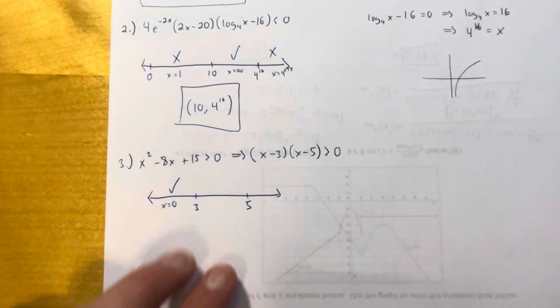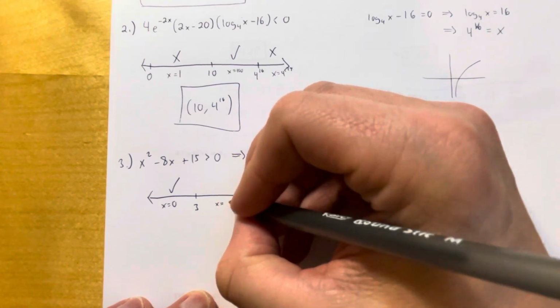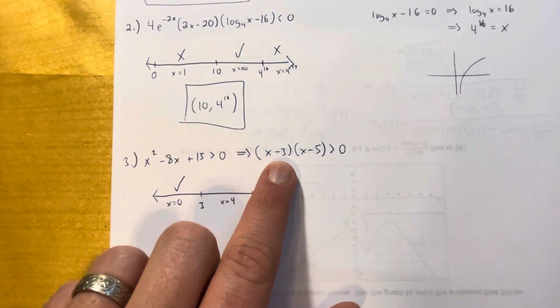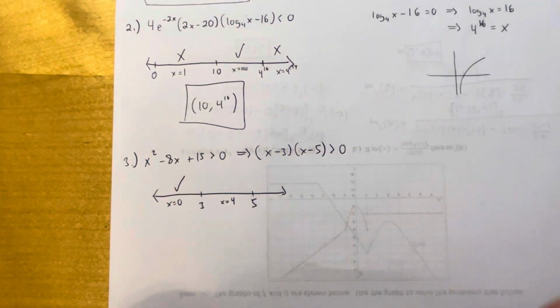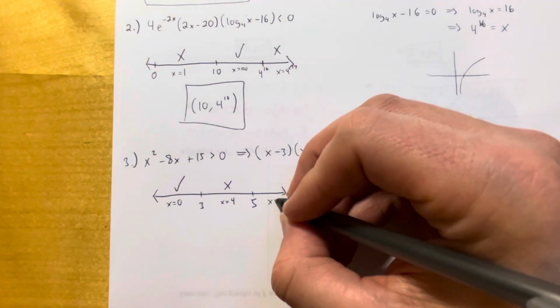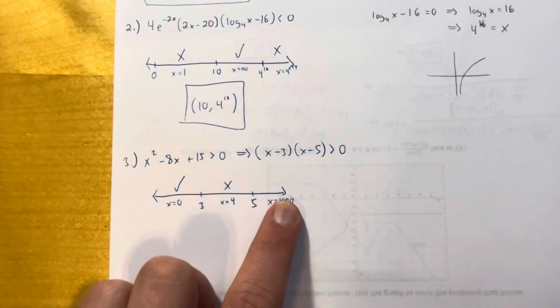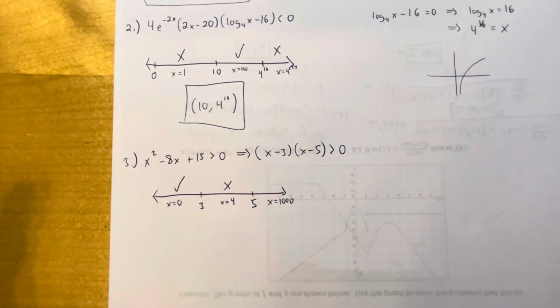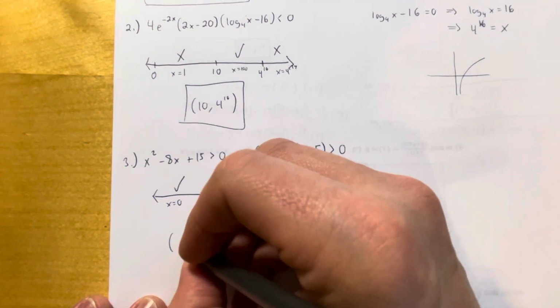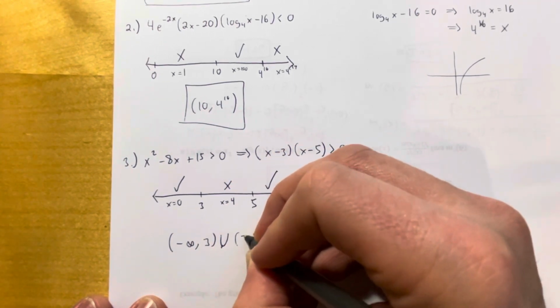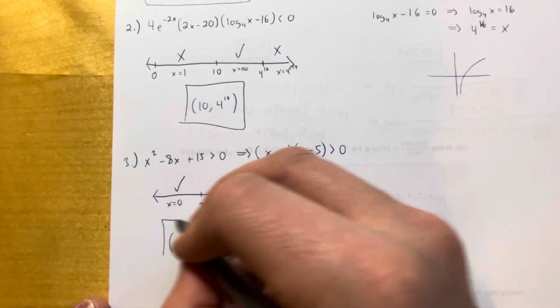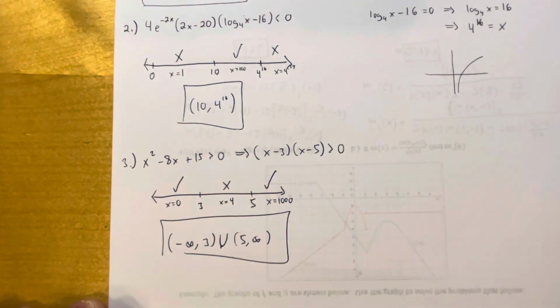So positive. What about something between 3 and 5? Say x equals 4. Well, 4 minus 3 is positive, but 4 minus 5 is negative. So positive times negative, not what I want. Finally, pick something larger than 5. Say x equals 1,000. Doesn't matter what it is, but 1,000 minus 3 and 1,000 minus 5, both of those are positive, so their product is positive. Boom. I have my solution now. Negative infinity to 3, union 5 to infinity. That's the 2 check-marked subintervals.